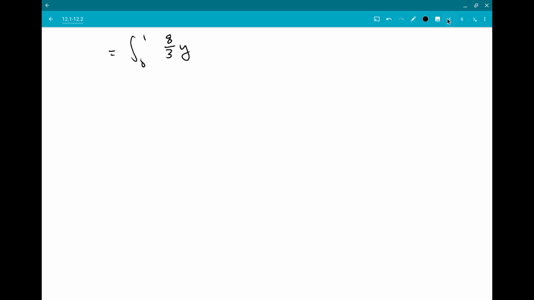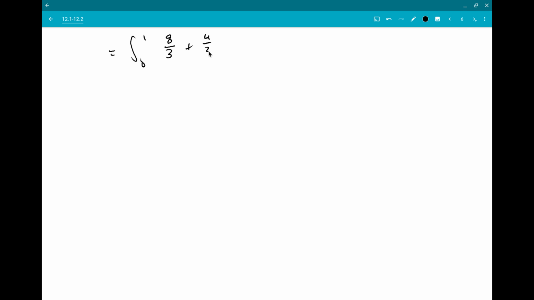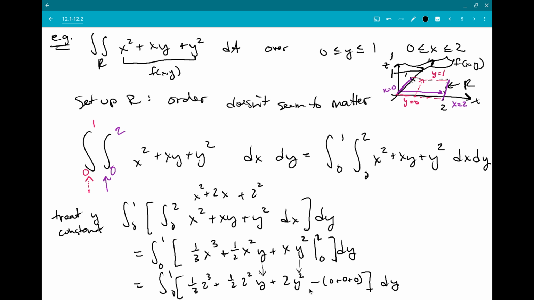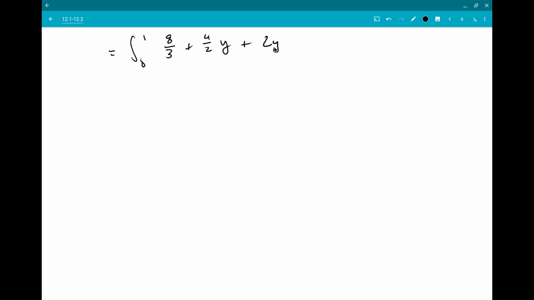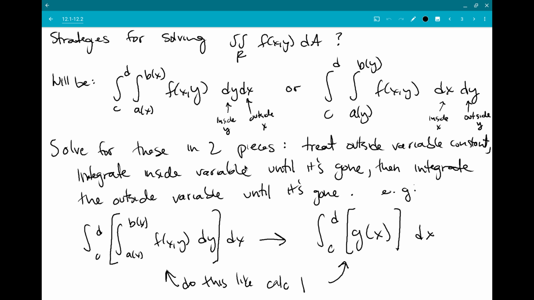of 8/3. So 2 times 2 is 4, times 2 is 8/3, plus 1/2 times 4 times y plus 2y squared. All right, so we kept going until our first variable was gone. Our outside variable was y, our inside variable was x. Now x is gone, so we can finally integrate with the outside variable.